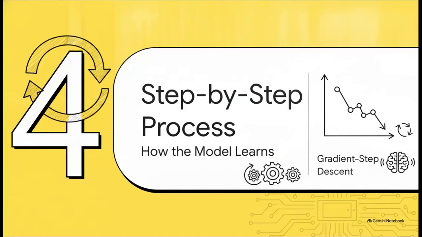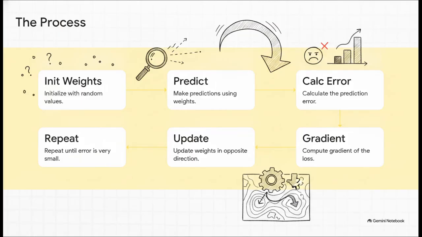Let's check out section 4, the step-by-step process of how the model learns. This is the actual looping mechanism, and I want you to really feel the rhythm of this because the machine is doing this incredibly fast. Ready? Step 1, initialize random weights. Step 2, make predictions. Step 3, calculate the error. Step 4, compute the gradient. Step 5, update the weights. And step 6, repeat. It just loops and loops endlessly until the error is tiny or it hits a limit. With every single cycle, it's learning and getting more and more accurate.